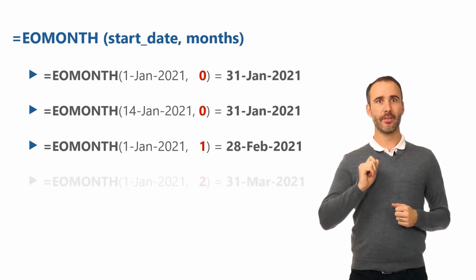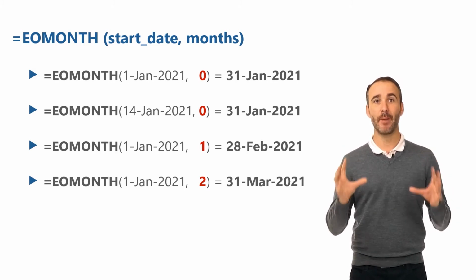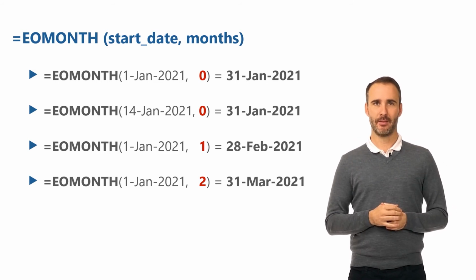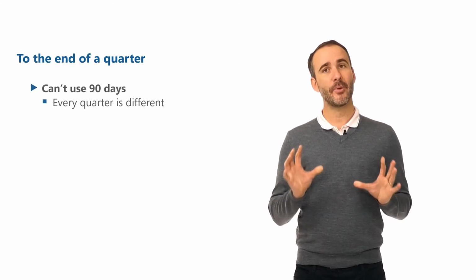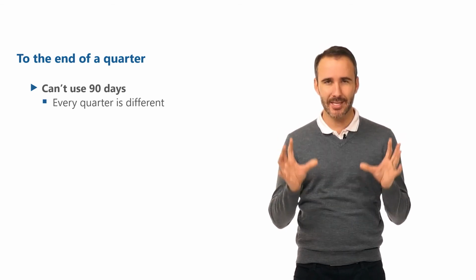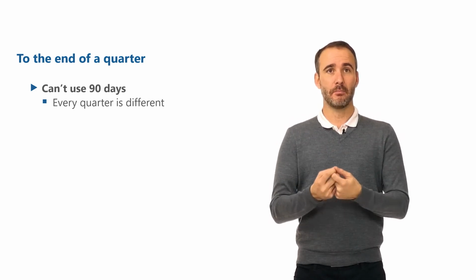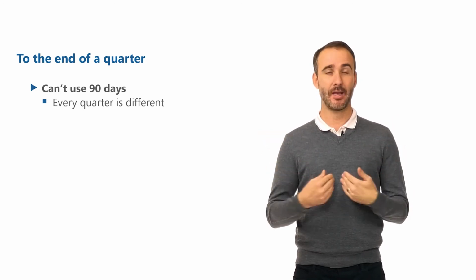If we had EOMONTH 1 Jan 2021, 2, that equals the 31st of March 2021, the end of the month 2 months after the current month. So for the end of a quarter, we want to use EOMONTH start date, 2. It's a little counterintuitive as we want to go ahead 3 months, not 2. But the reason is that 0 takes you to the end of the current month. So we really want to go ahead 3 months minus 1 equals 2. Sorry, that's just how it works. I didn't design it.